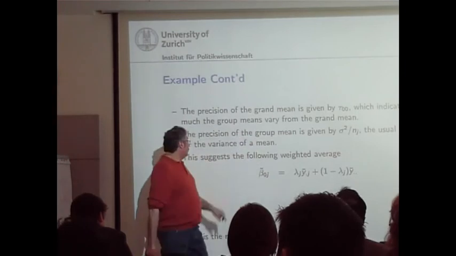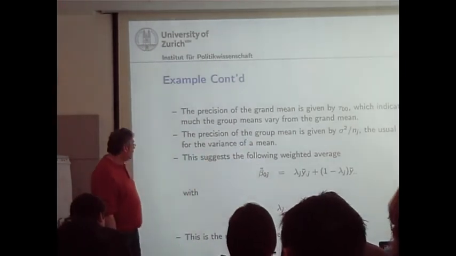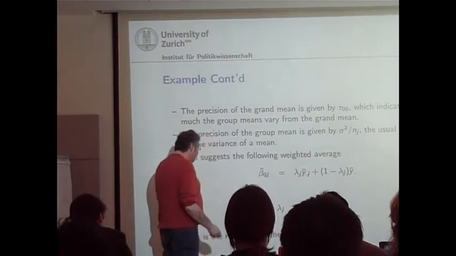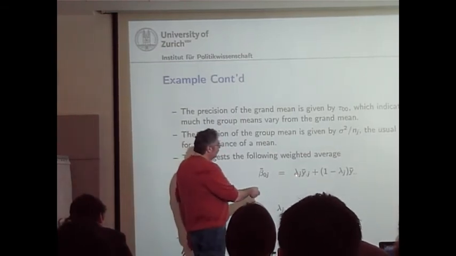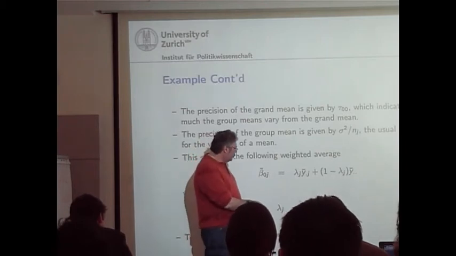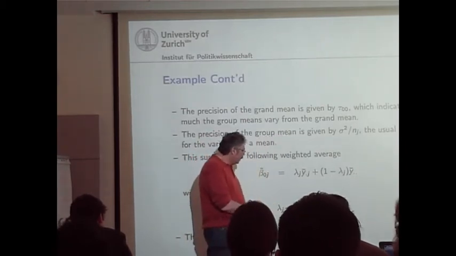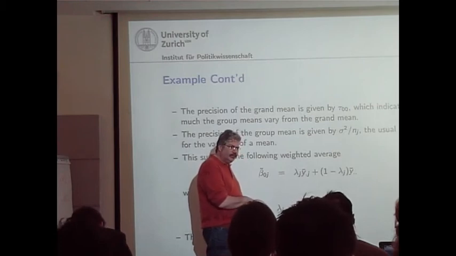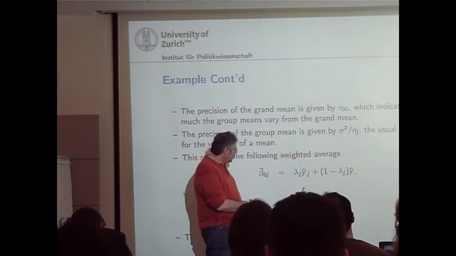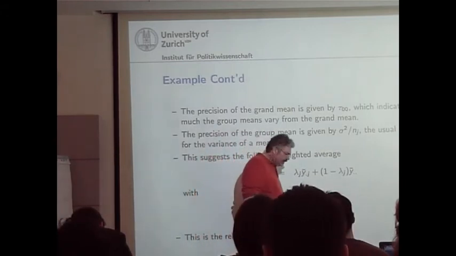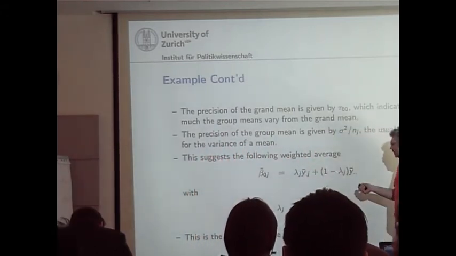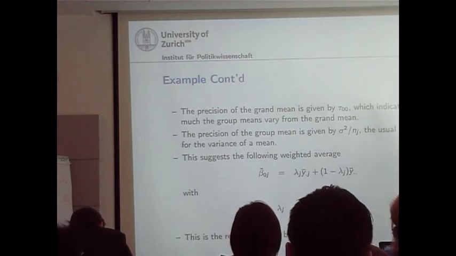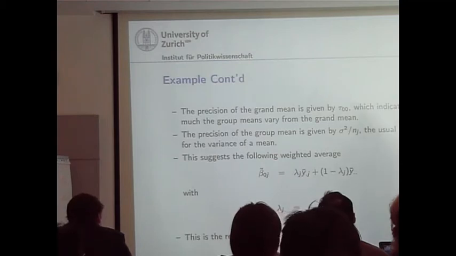And that's the usual formula for the variance of the mean. Now what we're going to do is to use the following weighted average. We create a reliability lambda_j that is equal to tau_00 over tau_00 plus sigma squared over n_j. And that is the weight we give to the group mean. And then 1 minus that is the weight we give to the grand mean. Now why does that make sense?